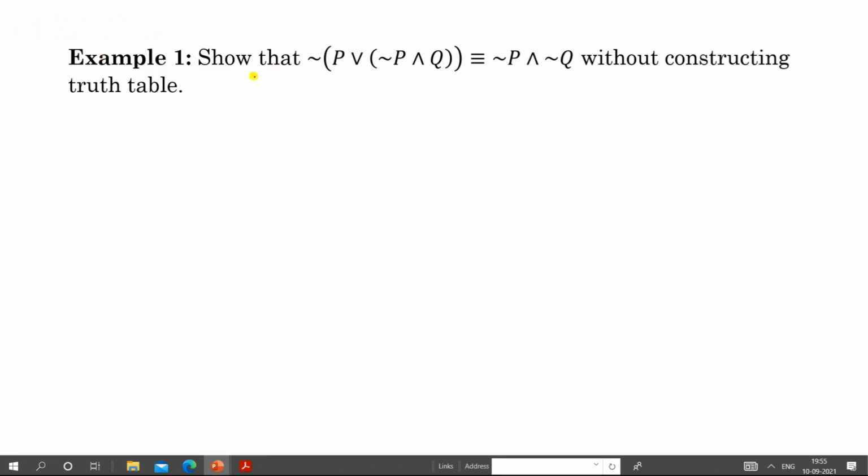The first one is I have to show this equivalence. I will start from the left hand side. So this is negation of P or negation of P and Q. Look at this, here there is a negation, so I can use De Morgan's law. So this is equivalent to negation P and negation P and Q. As I have used De Morgan's law, I will clarify it using De Morgan's law.